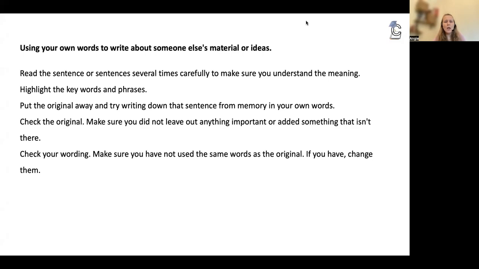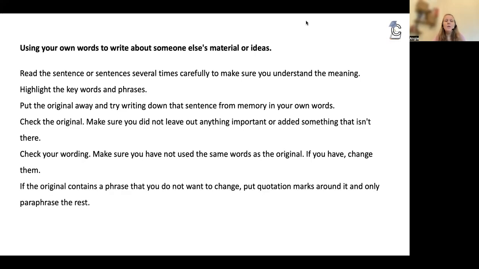Finally, check your wording. Make sure that you have not used the same words as the original, and if you have, change them. If the original contains a phrase that you do not want to change, then put quotation marks around it and only paraphrase the rest. That being said, remember not to overuse quotes because then you will lose the flow of your writing.